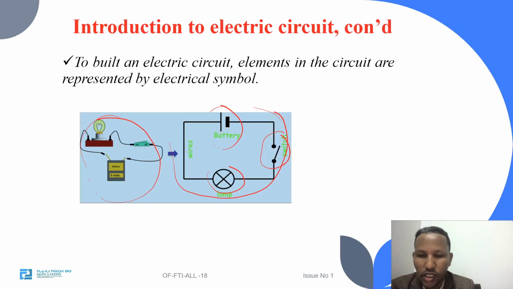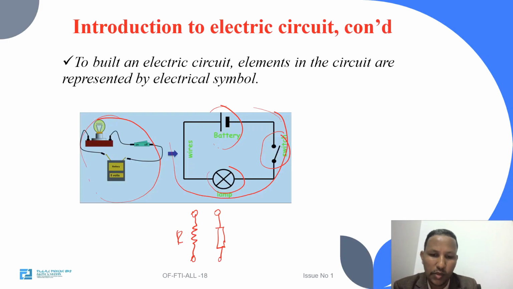Like this, we have different electrical components. For example, we can consider the symbol for a resistor. A resistor is one component of an electrical circuit, and it can be represented by this symbol, or by this symbol, especially when the load is represented that way. And also there is another component, which is the capacitor. The symbol for the capacitor is represented by this symbol.